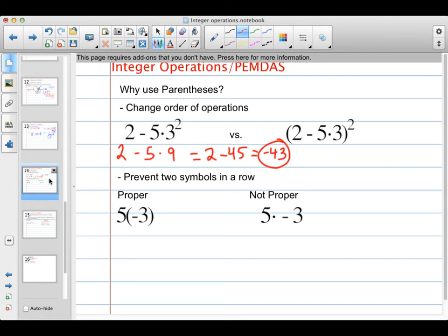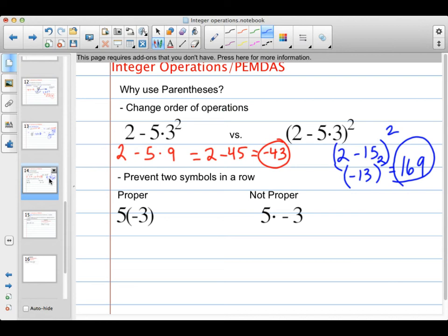If we try that with the second one, where there are parentheses, order of operations says start inside. 5 times 3 is 15. 2 subtract 15, raised to the second power. Now we do our subtraction. 2 minus 15 is negative 13. And when you square negative 13, you get a positive value of 169. So a huge difference between this and this. That's one reason we change the order of operations using parentheses. You can do that.